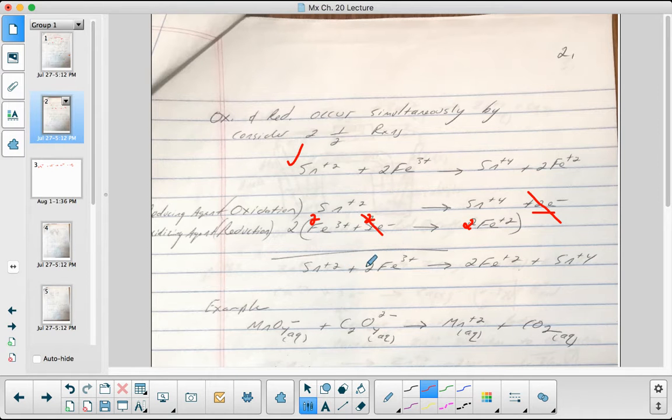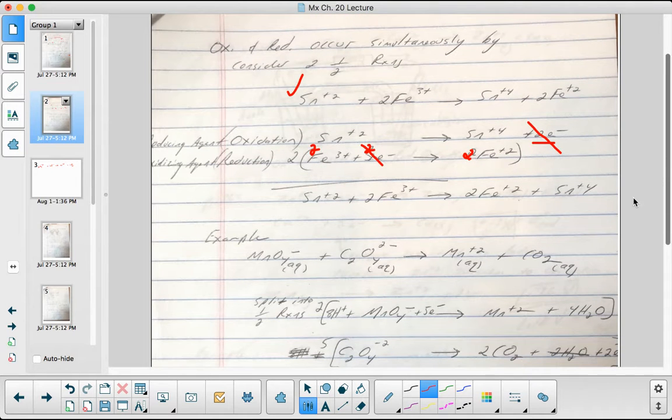So the overall reaction looks like this. And I'm just leaving out any anions that would be involved in this reaction because they're not important when you're talking about just the oxidation reduction part. It's really just about the species that are losing or gaining electrons. And then I've identified up here which one's oxidation, which one's reduction.